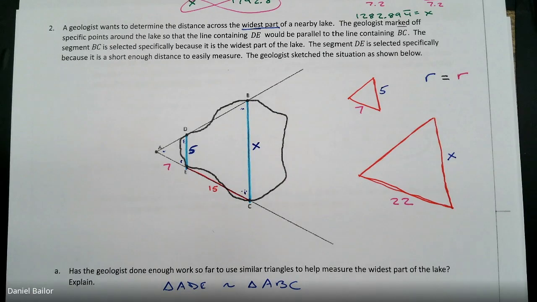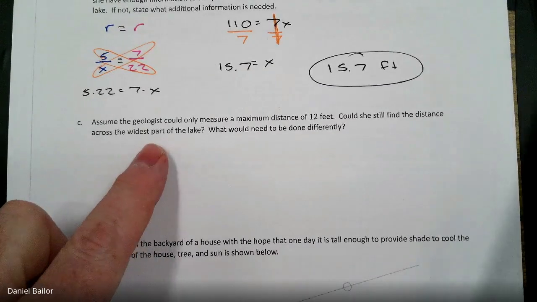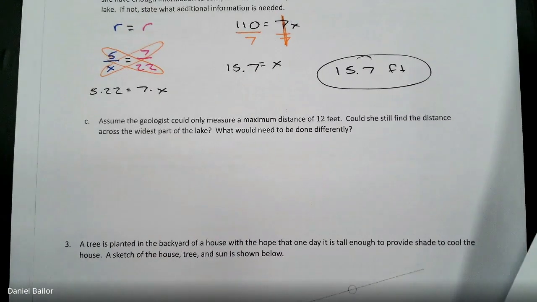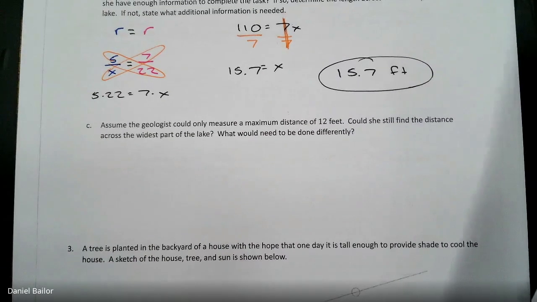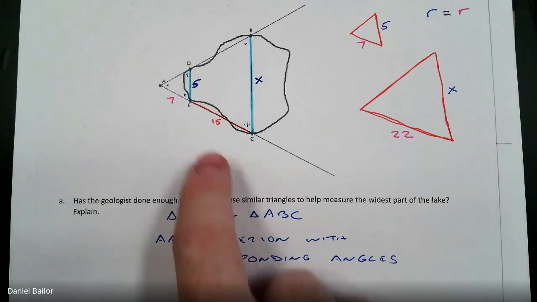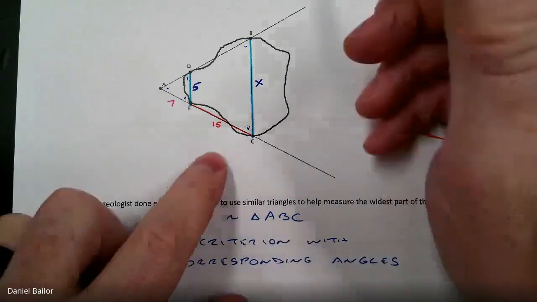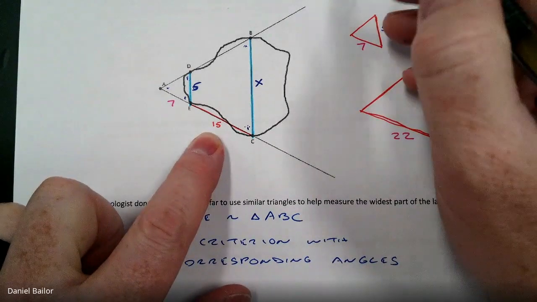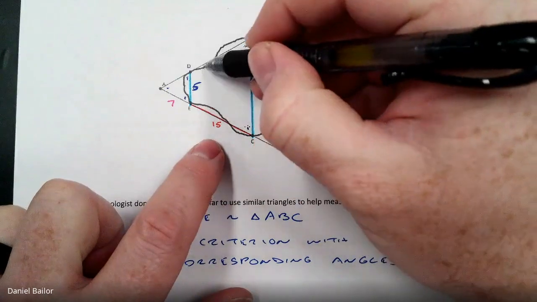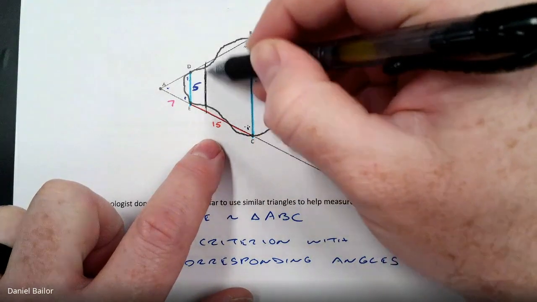Now, there is a part C to this. I'm just going to tell you it. It says, what if he can only measure 12 feet? Could they still find the distance? What do they need to do differently? Well, if she can only measure 12 feet, then what she's going to have to do is move this a lot because this is 15. If she can only measure 12, she'll have to move this one 3 feet closer. So that's what she'd have to do.